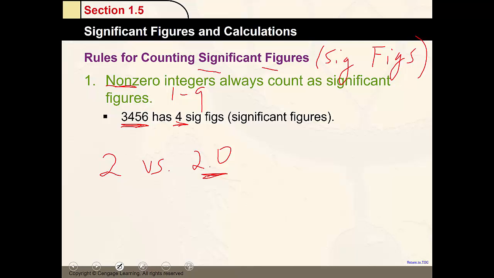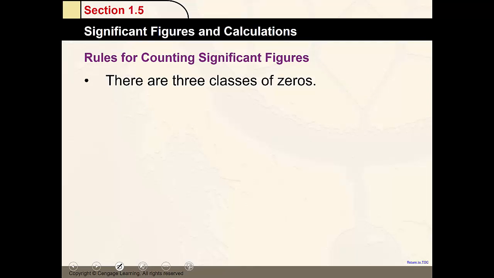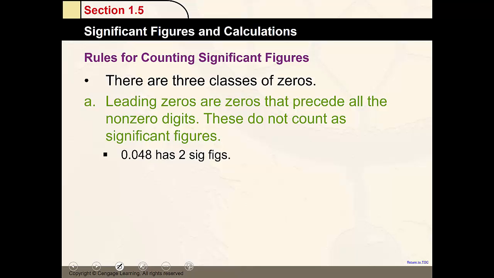Now, it becomes a little trickier when zeros come into play, because there are different types of zeros, and for our purposes, there are 3 different types of zeros. First off, leading zeros, that means zeros that precede all the non-zero digits, or essentially leading zeros are just zeros at the front of the number. The only time you will see leading zeros are decimals that are less than 1.